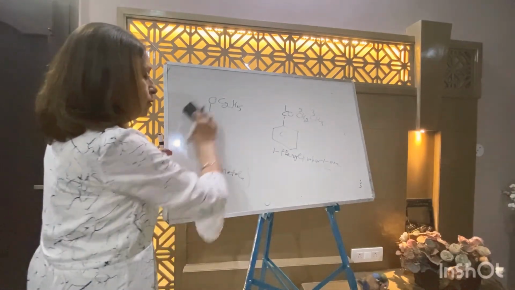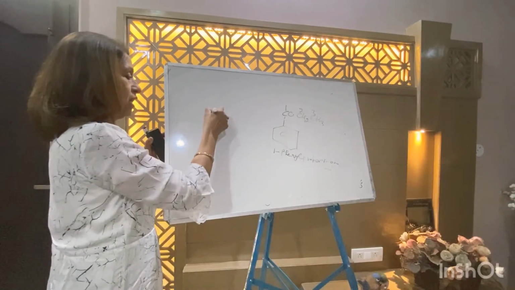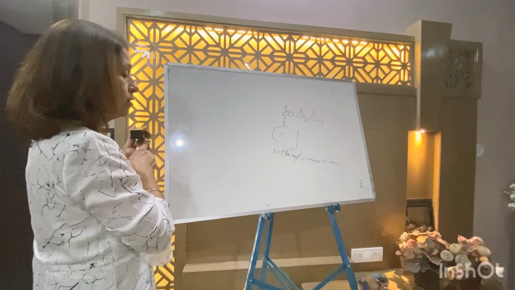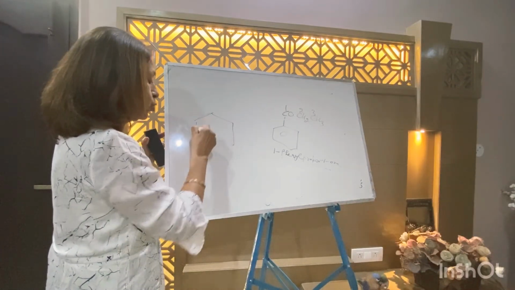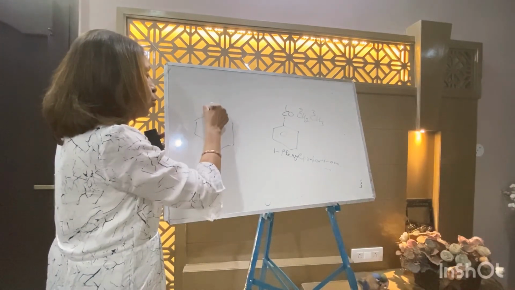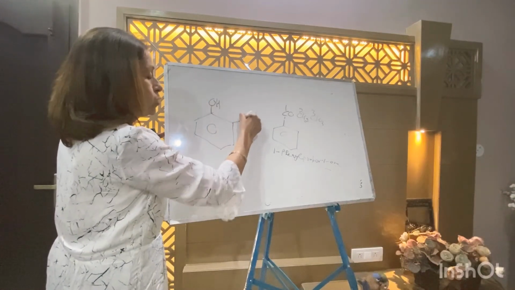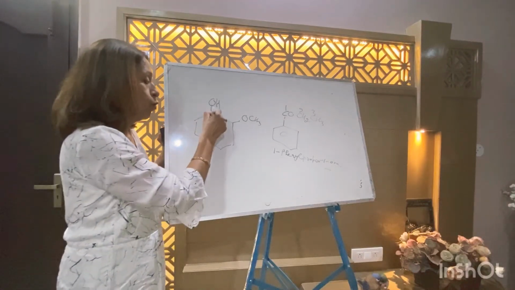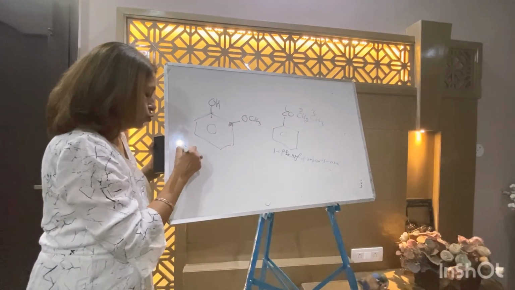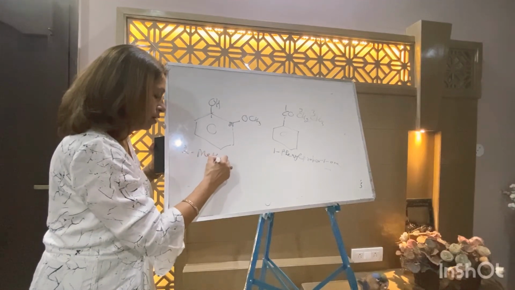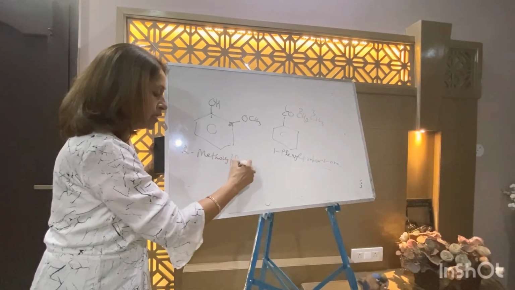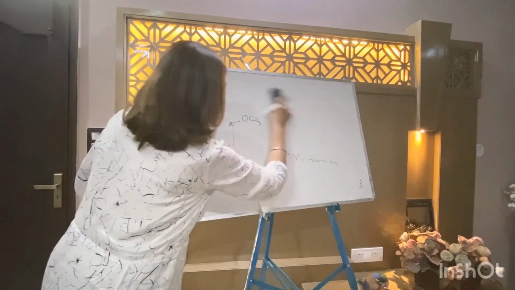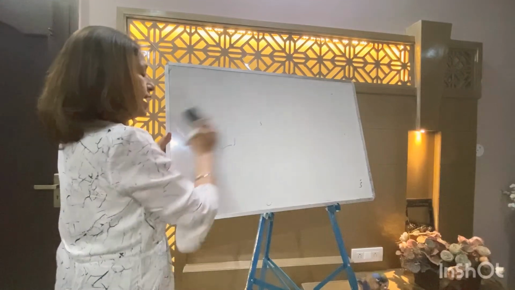Anisole and phenetole. I'm taking benzene. Now it is your benzene linked with OH and OCH3. Dear children, OH is the bigger group, 1 and 2. So it's a 2-methoxyphenol. Okay? So it's 2-methoxyphenol.